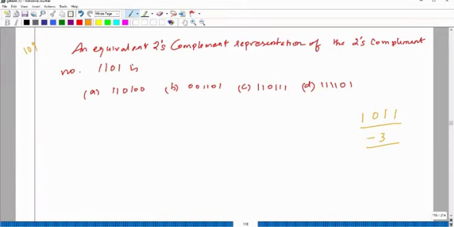So this is a negative number, right? So this MSB is negative, so this will not be your answer. I need to get -3, right? So let me take this D. If I invert this number, I will get -3. So D is my answer.